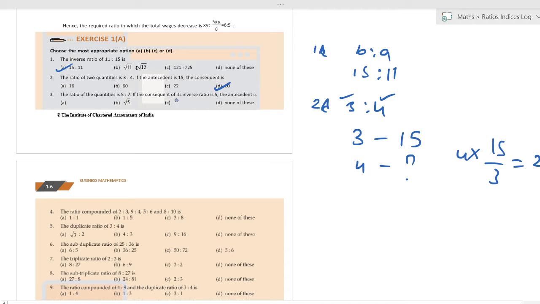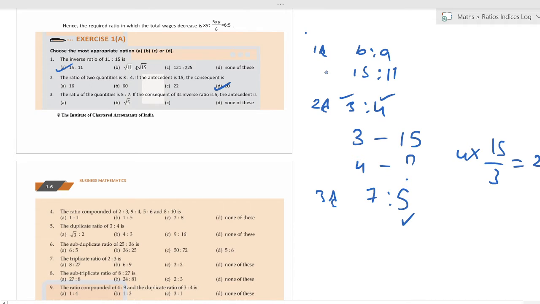The ratio of the quantities is 5 is to 7. If the consequent of the inverse ratio is 5, okay, ratio is 5 to 7, what will be the inverse ratio? 7 is to 5. Then consequent of inverse ratio is 5. Yes, the antecedent is 7. The answer is 7.